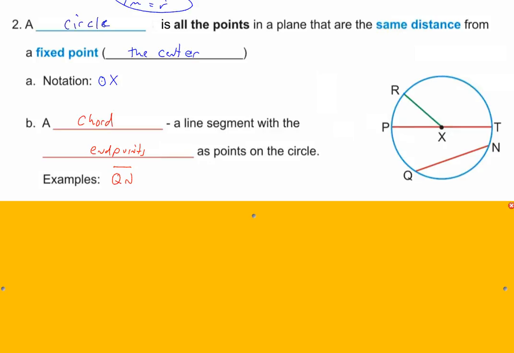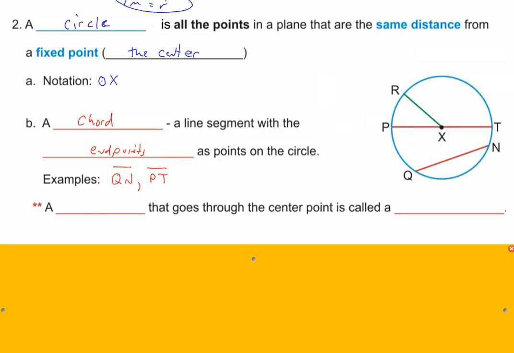Luke? PT is a chord. PT is definitely a chord. But what do we usually call a chord that goes through the center of the circle, Colby? A radius. Not a radius, so it's got to be then not a radii. Good try, though. Juliana? A diameter. All right. It's all right. Can only be right if you try. So it's a diameter, right?